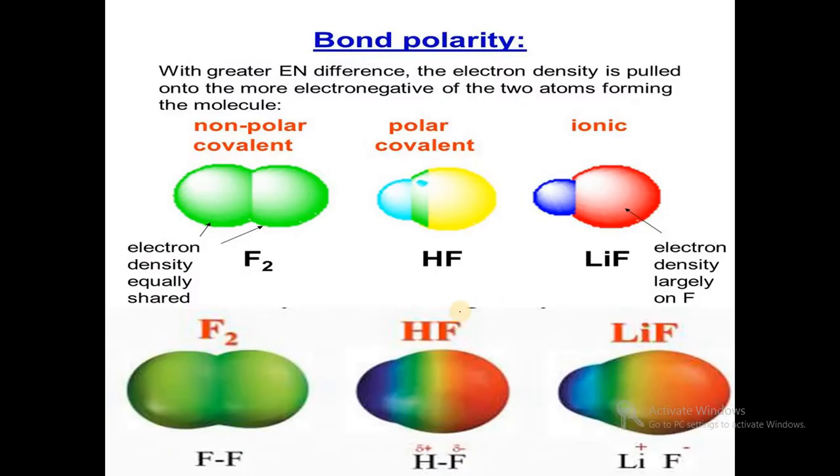So in the case of bond polarity, with greater electronegativity difference, the electron density is pulled onto the more electronegative atom of the two atoms forming the molecule. So there are three cases: non-polar covalent like the F2 molecule, polar covalent like the HF molecule, and purely ionic like the lithium fluoride molecule. And this is the diagrammatic representation for simplification.